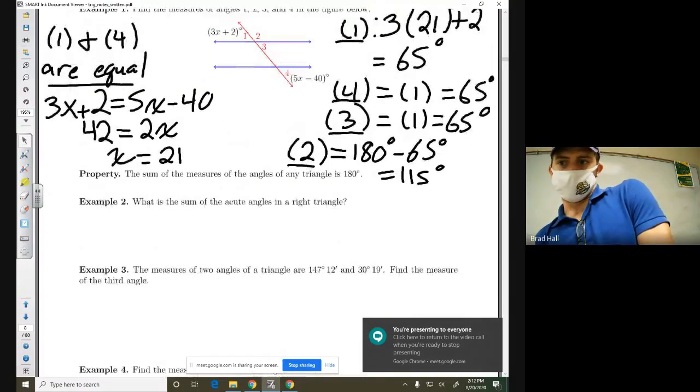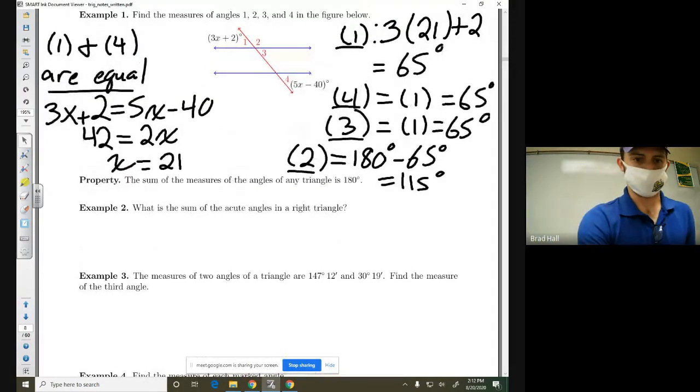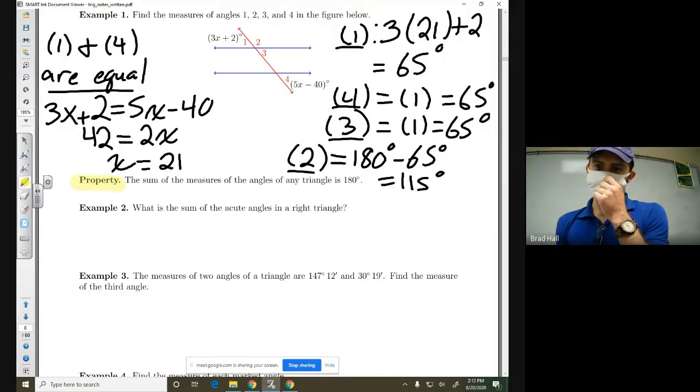So some of you may be familiar with this property. The sum of the measures of the angles in a triangle is 180 degrees. You might know that already from high school geometry. You might not. If so, here it is. If you take all 3 angles in a triangle and add them together, you're always going to get 180 degrees.